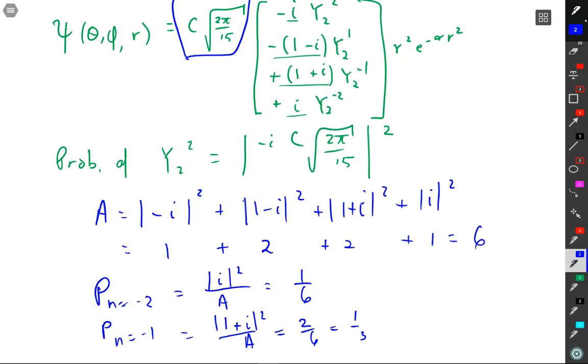What bottom indices do I have on the Y's? 2. They're all 2, right? So what's the probability of being in L equals 1? 0. Probability of being in L equals 3? Probability of L equals 2? Right, so I skipped over this because I talked to Aaron about it on Friday. Since they're all L equals 2, it has to be L equals 2. There's no option. How did I know they're L equals 2? Because I looked at the power of the sine, cosine terms.